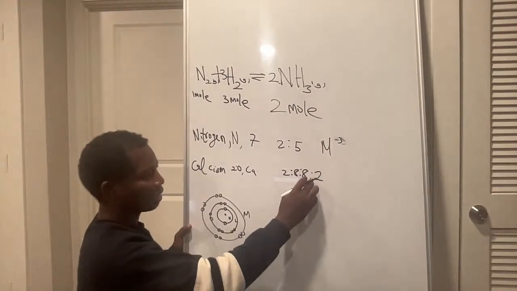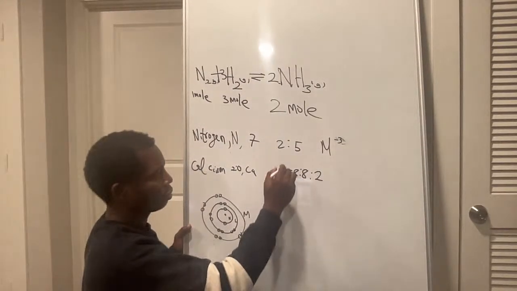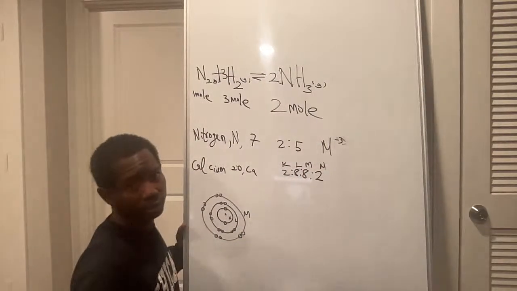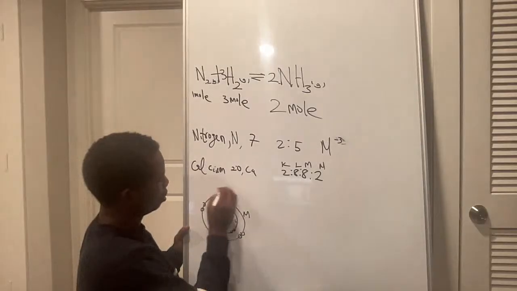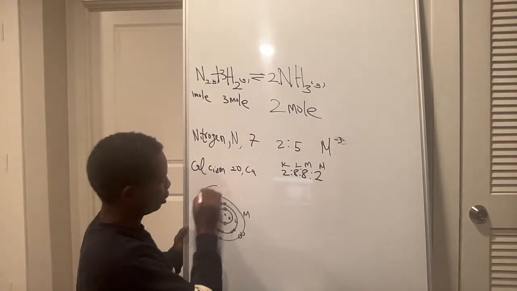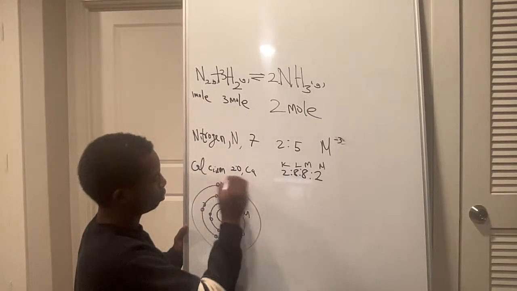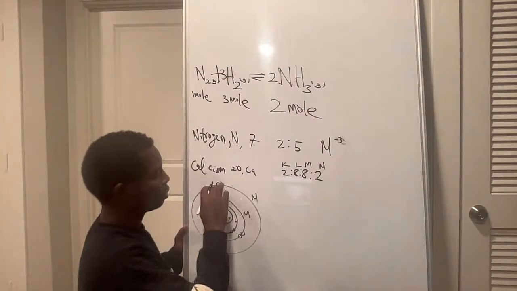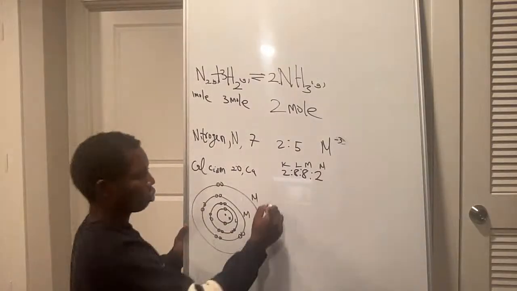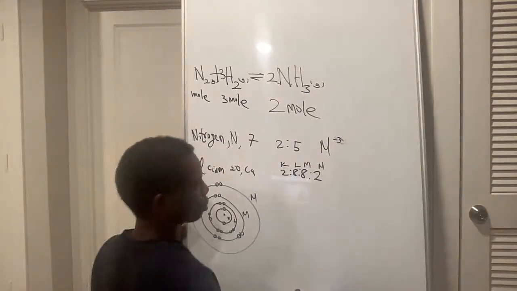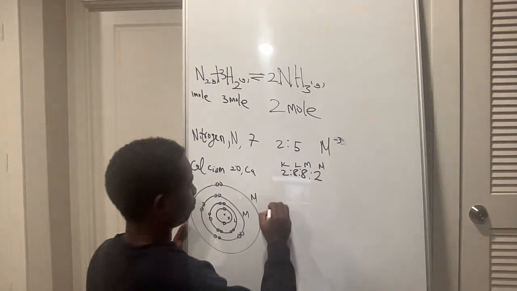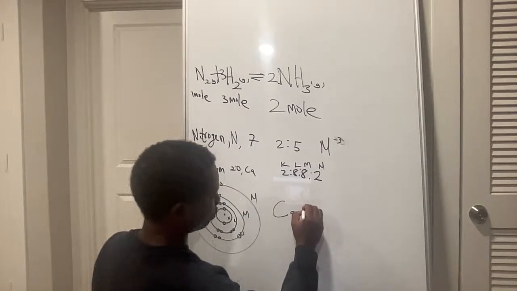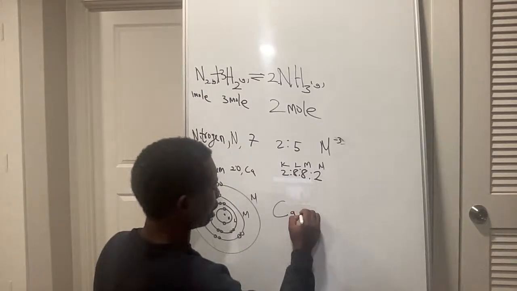Now we have the last shell, which is the fourth shell. You should not forget K, L, M, and N. So the last shell, which is the N shell, has 2 electrons. So calcium tends to give away 2 electrons, calcium being a solid.